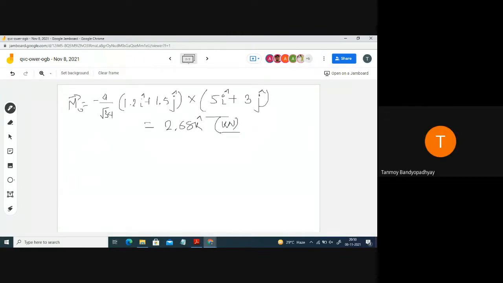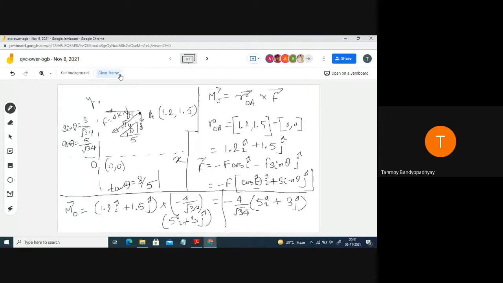So this one you complete at your home. So the first part is done. Any doubts? Or we can move to the next part. It should be kilonewton meter. Any doubt? We can move to the next part. Yes, sir. Okay, so let's move to the next part. So this part is done.